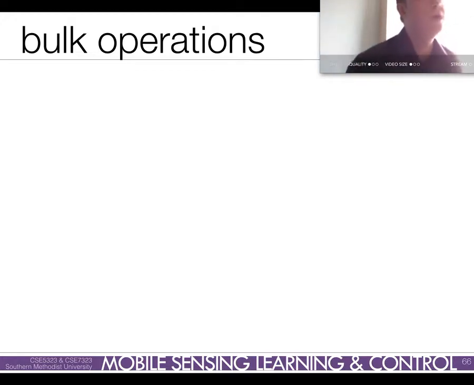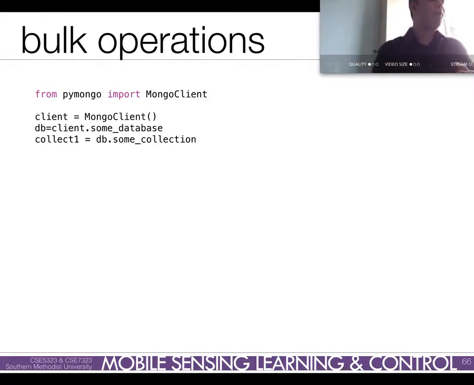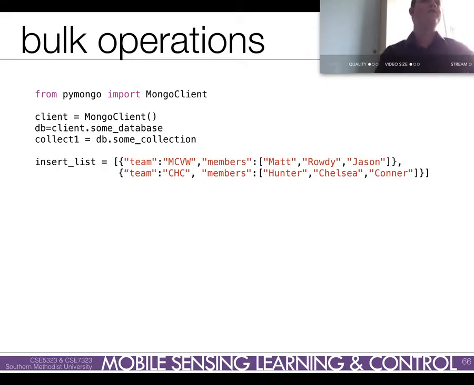Okay, so bulk operations. I can run a script, from PyMongo import MongoClient, get all that stuff. Now what I want to do is create a list of dictionary entries, a list of things that I want to enter. So my insert list is going to be one team with members Matt, Rowdy, and Jason, and then team CHC with members Hunter, Chelsea, and Connor. I'm going to enter these two teams into my database. The way that I do that is still with the insert function, except I've given it a list, and so it will enter each of those one by one.